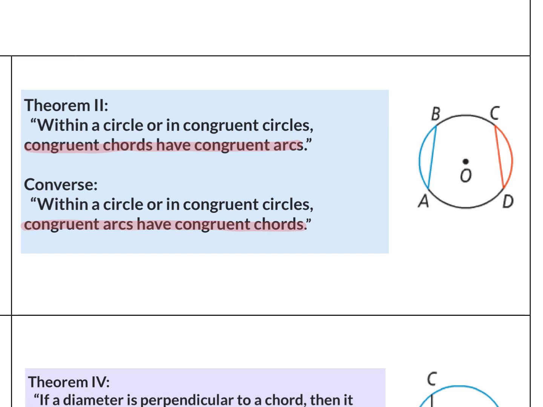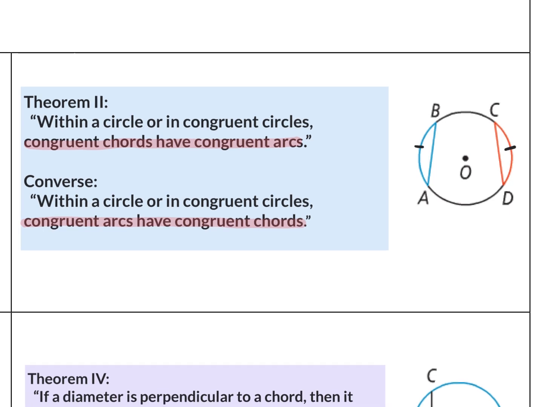So let's recognize our arcs here. I can see this is one arc, and that's going to be congruent with arc CD. So we can say that line segment AB is congruent with line segment CD. Therefore, we can also conclude that arc AB is congruent with arc CD.